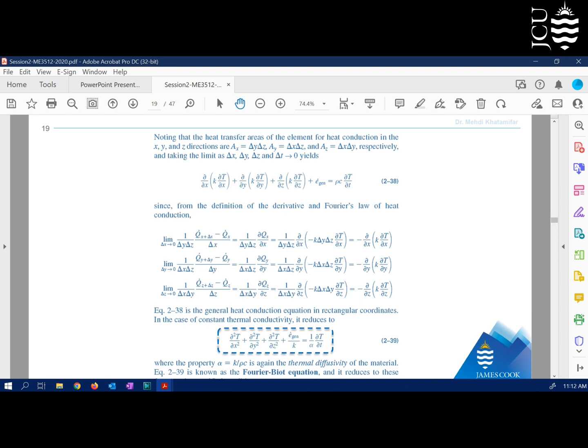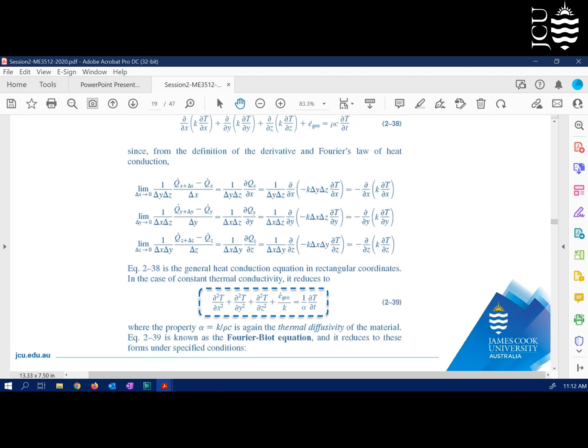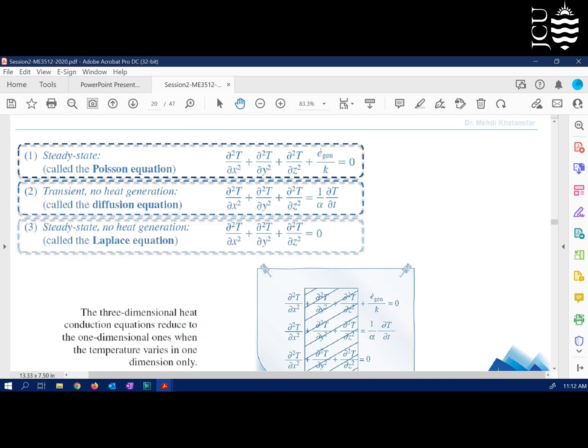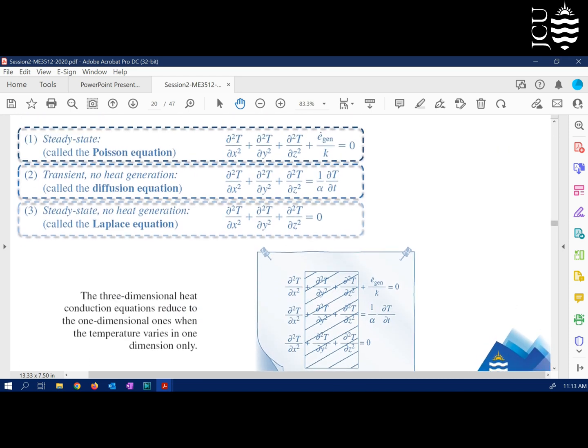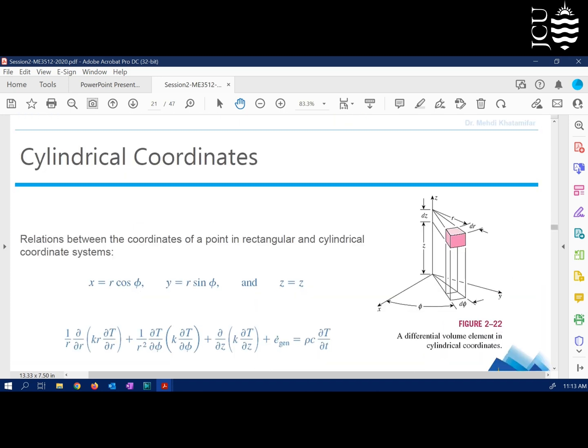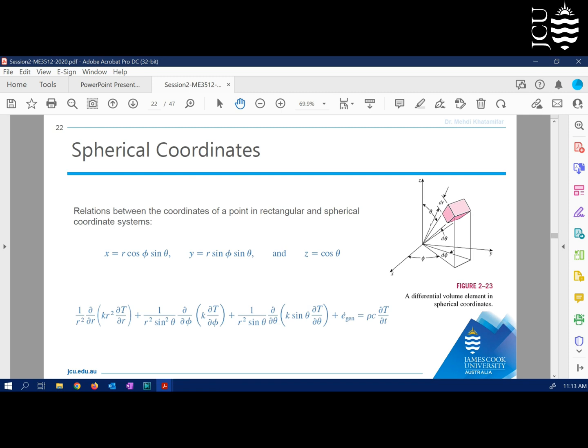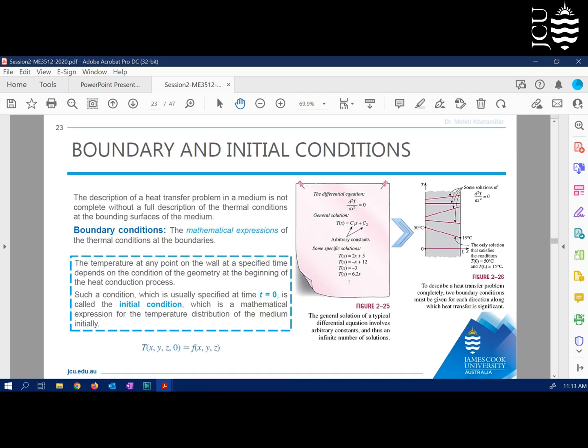If it's three-dimensional, you need to include the other dimensions, which are x, y, and z, and solve this equation. Of course, the three-dimensional equation would be a little bit harder, and we have names for them. If we have steady state with heat generation, we call it the Poisson equation. Without heat generation, with transient time, it is the diffusion equation, and steady state with no heat generation, we call the Laplace equation. So these are very famous equations available for us. These are the coordinate transformations. Later we can check them.